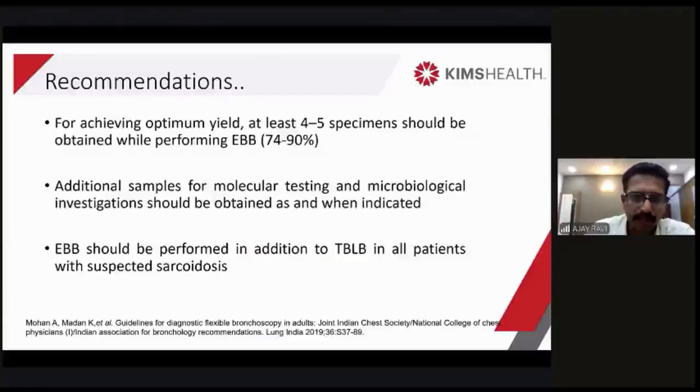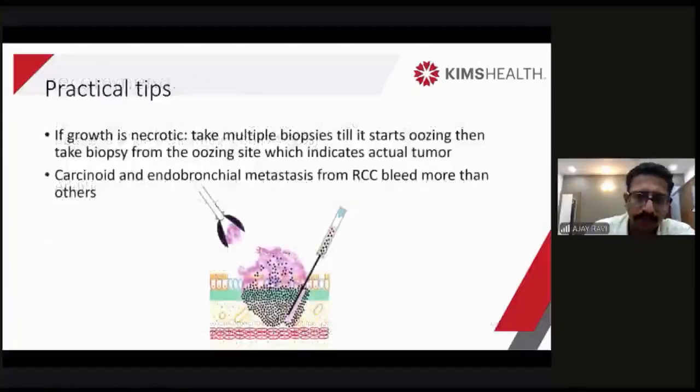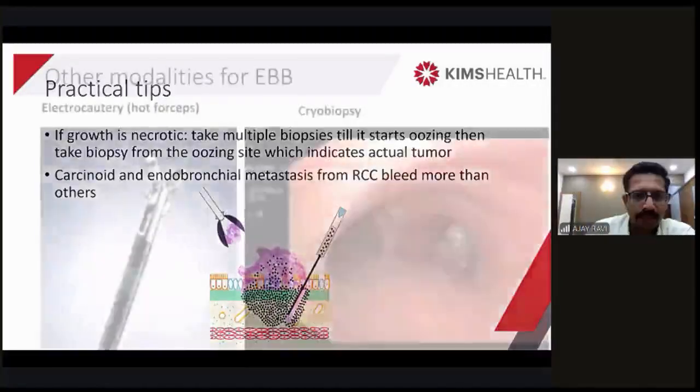And at least 4 to 5 specimens should be taken, plus additional specimens for molecular testing. And just a practical tip: if it is a necrotic lesion, TBNA should also be done in between so that you get viable metastatic tissue.